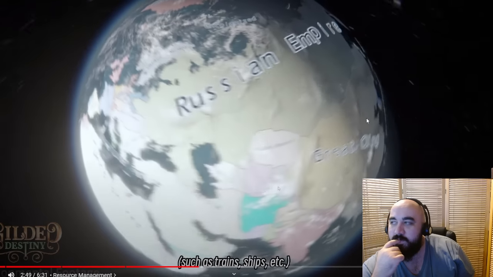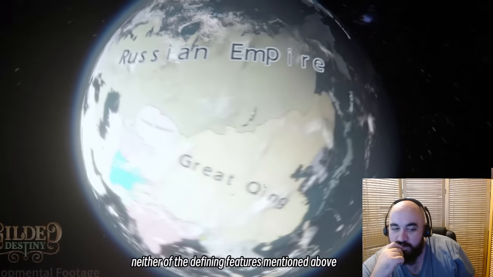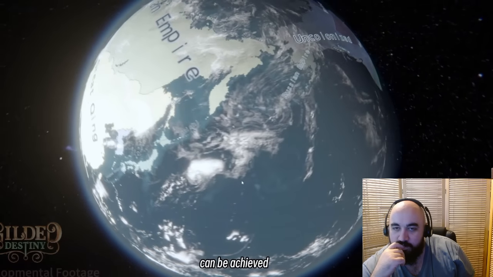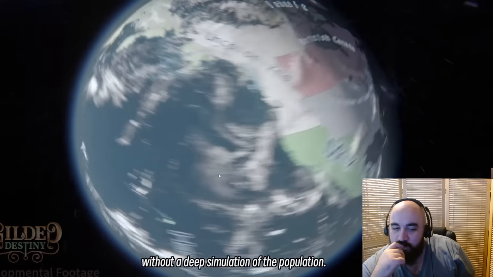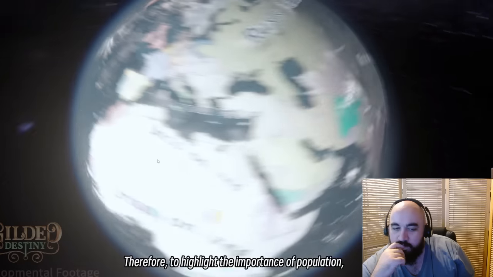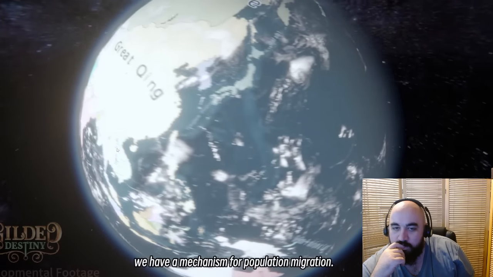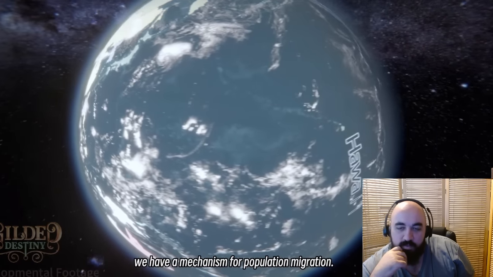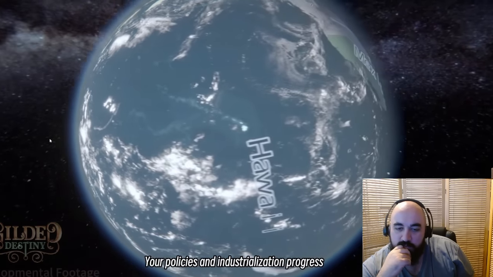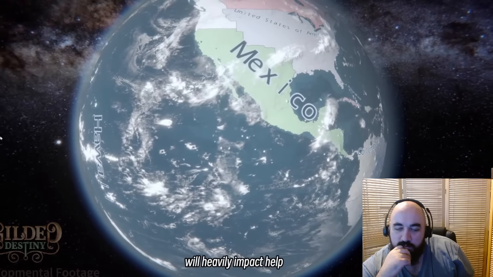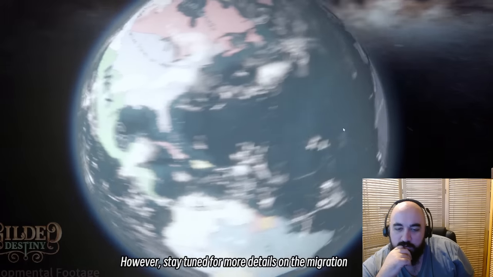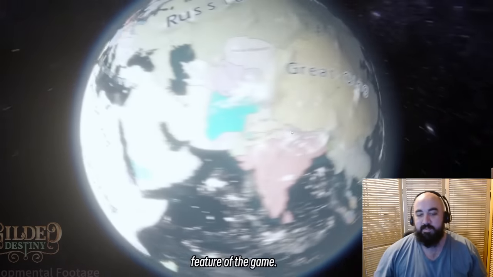Ships, and etc. Of course, neither of the defining features mentioned above can be achieved without a deep simulation of the population. Therefore, to highlight the importance of population, we have a mechanism for population migration. Policies and industrialization progress will heavily impact how people migrate from place to place. However, stay tuned for more details on the migration feature of the game.